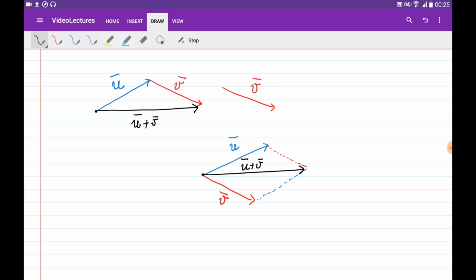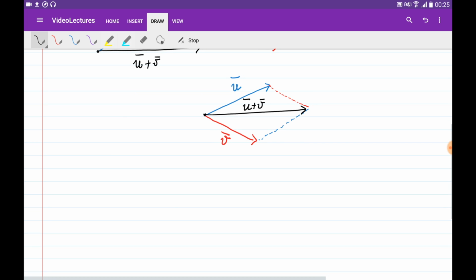Now let's discuss how to subtract vectors. If we're given two vectors, U and V, in order to subtract them, we need to start them from the same point. This is going to be U, and this is going to be V, and the vector which is the subtraction of U from V, or V from U, is going to be the connection of the ending points here.